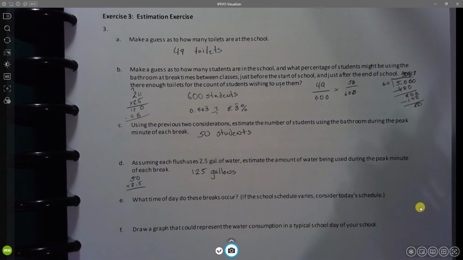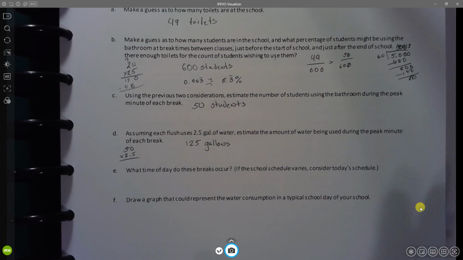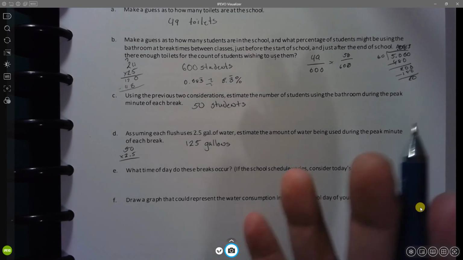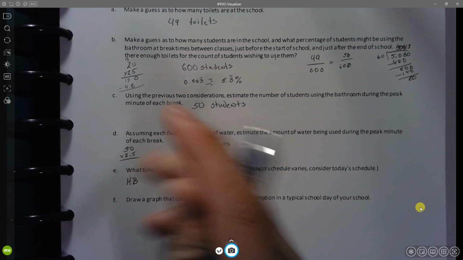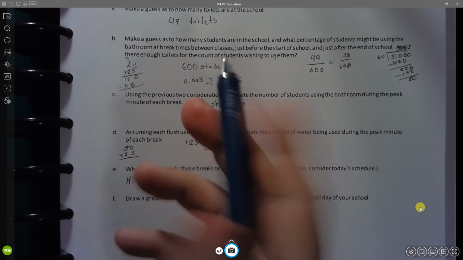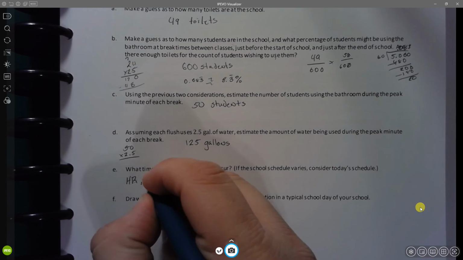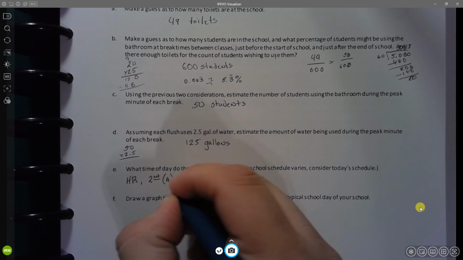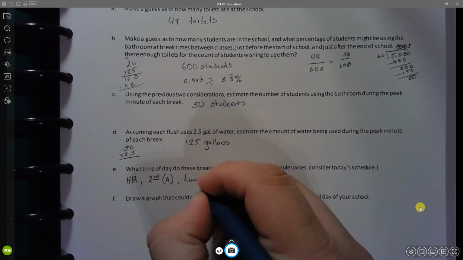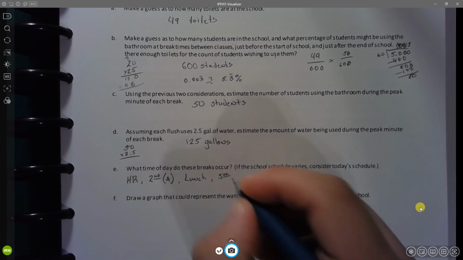What time of day do these breaks occur, if the school schedule varies, considering today's schedule? Normally these breaks are going to occur what? You got homeroom. Your longest break is 15 minutes, and that's after second period. Your next one's going to be during lunch, and then the last one's going to be after fifth period.